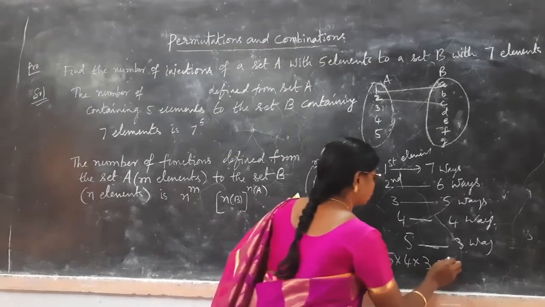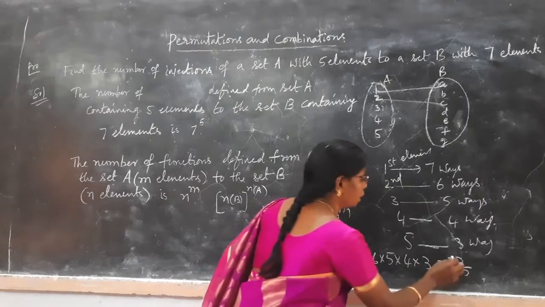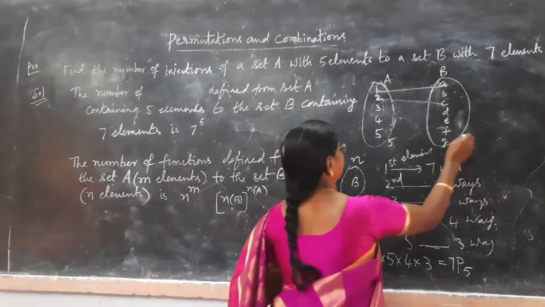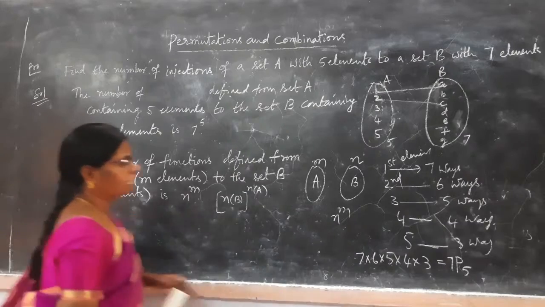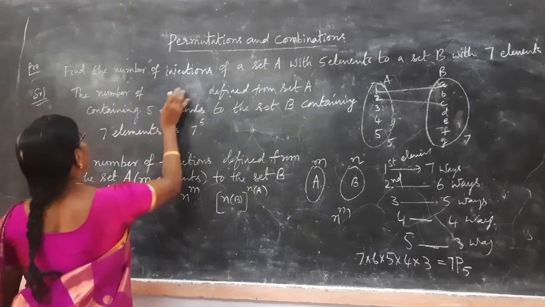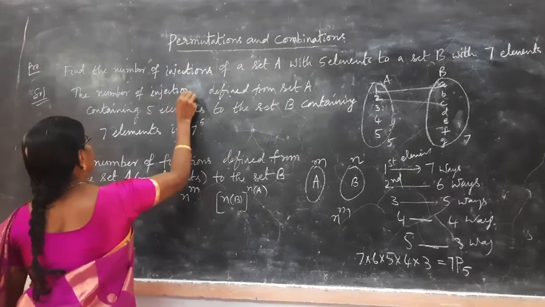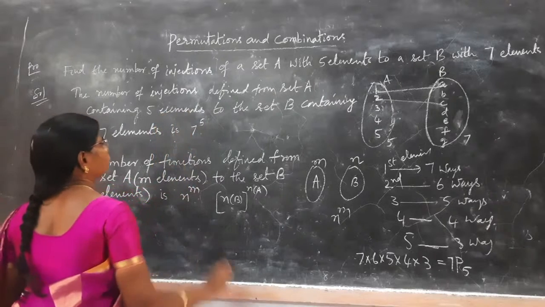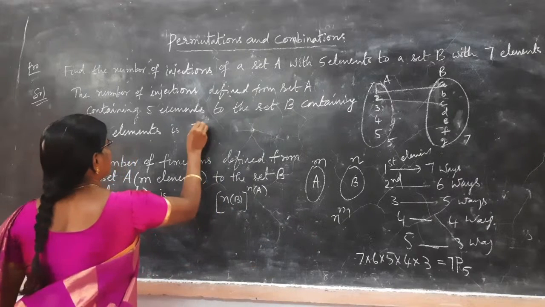See here, this is 7P5. Starting with 7, we have 5 factors, so 7P5. Okay, 7P5. Here there are 5 and here there are 7. Okay, so I write here. I hope that you can understand all these things. So the number of injections defined from set A containing 5 elements to the set B containing 7 elements is 7P5.